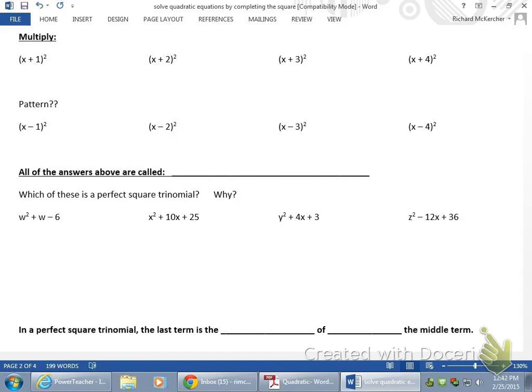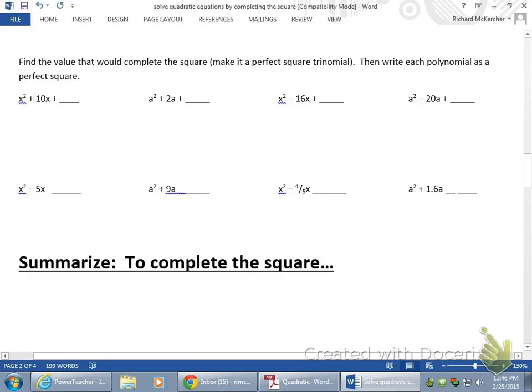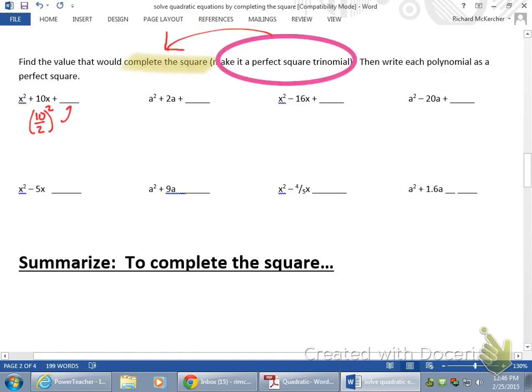Okay. The next thing is to figure out the value that's missing. Now I'm asking you 2 questions. What I want you to do is take this incomplete trinomial and find what would make it perfect at the end. So what I'm going to do is what I just mentioned at the top. I'm going to take half of the middle term and then I'm going to square it. Alright, so half of the middle term, 10 divided by 2 is 5, and 5 squared is 25. So that one has to go there.